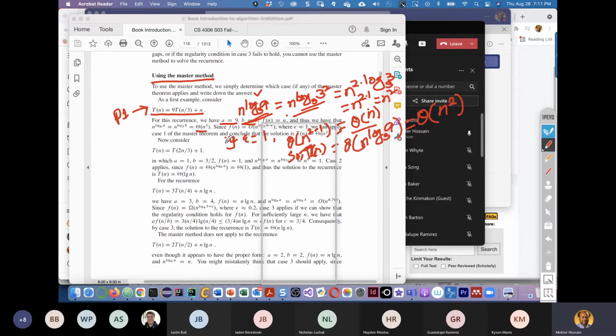Okay. So in that case, what is the solution? The solution is Tn equal to theta n squared. So Tn equal to theta of n squared. Here in this case, we see that it falls into case 1.